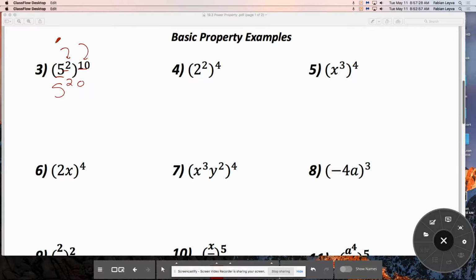Let's go on to the next one. We have a base of 2 getting raised to the 2nd power raised to the 4th power.